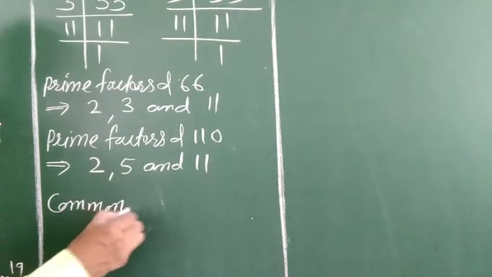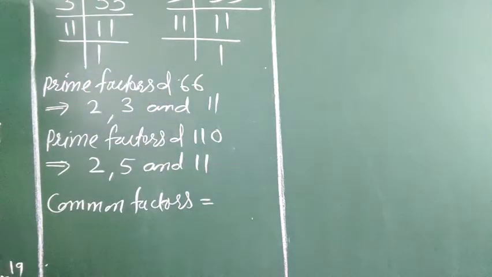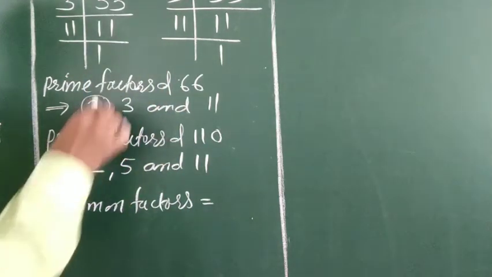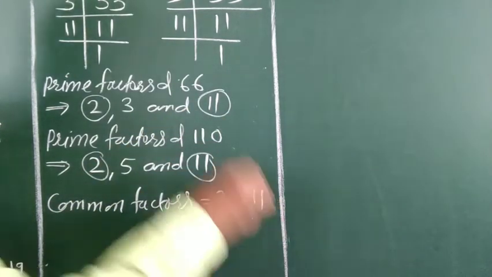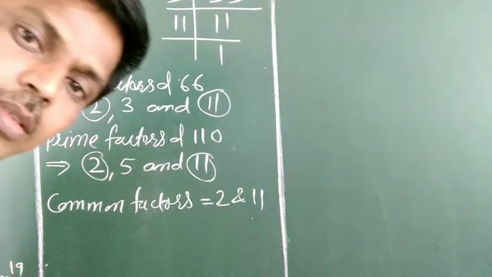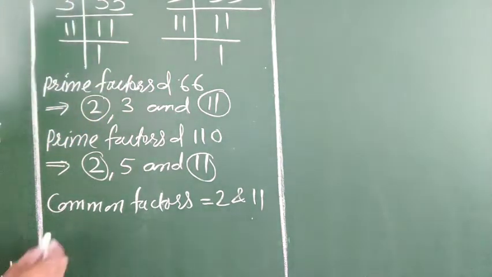Now next, see, common factors. क्या है common factors? What are common factors? 2, 2 is common. 11, 11 is common. 2 and 11. These are common factors. Okay? Now, non-common.